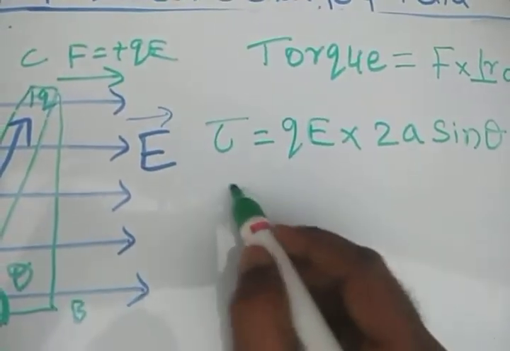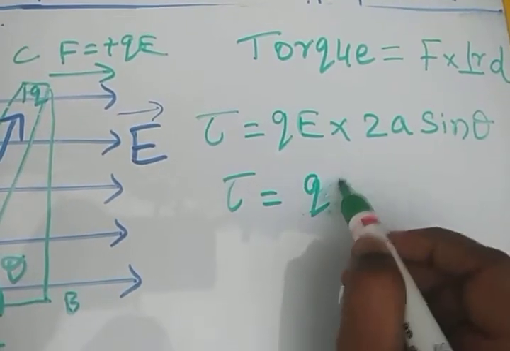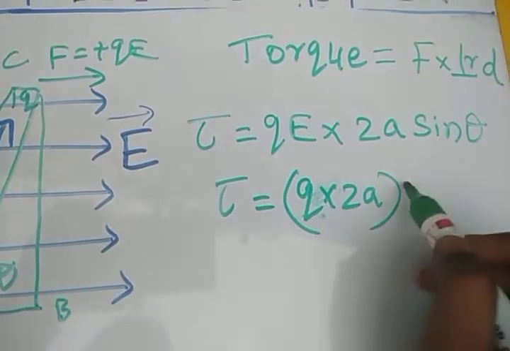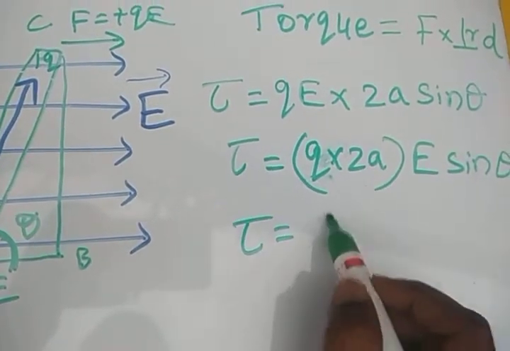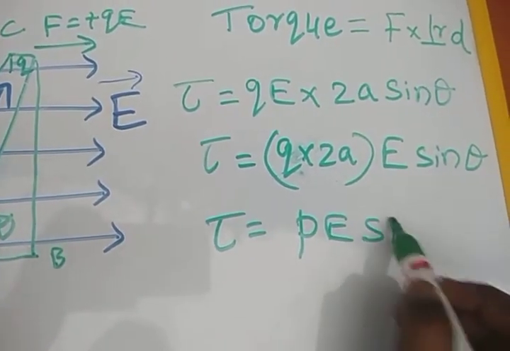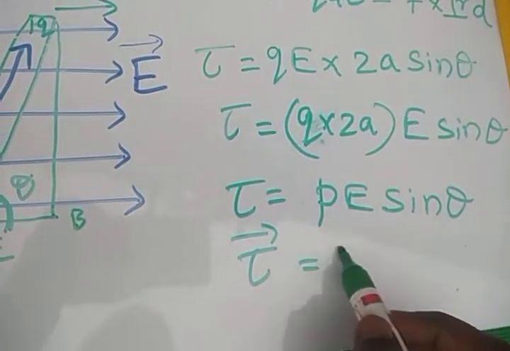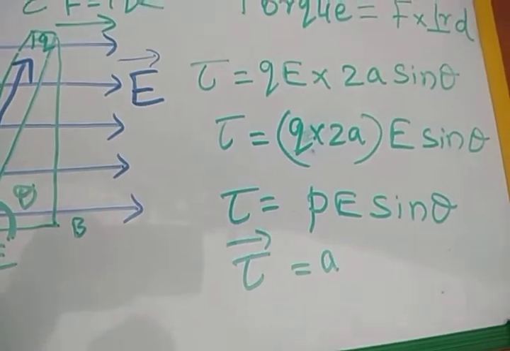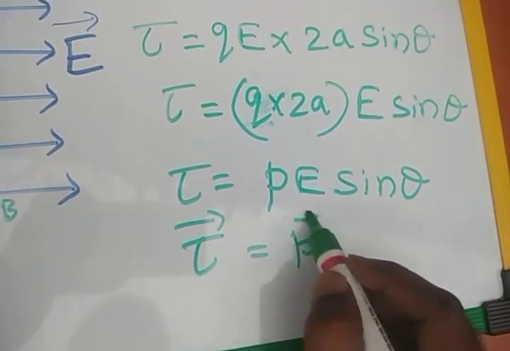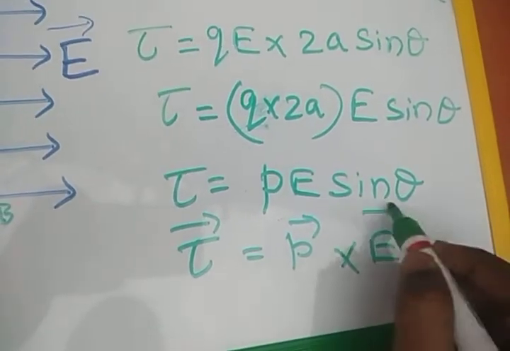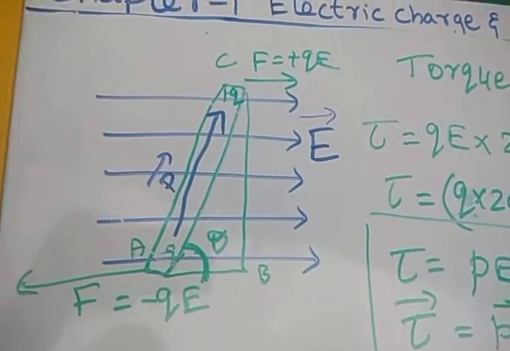So tau is equal to Q into 2A into E sin theta. Q into 2A is the dipole moment. So tau is equal to PE sin theta. Torque is a vector. AB sin theta is A vector cross B vector. Here A is P and B is the electric field E. So it is P vector cross E vector. This is the torque experienced by the electric dipole placed in an external electric field.